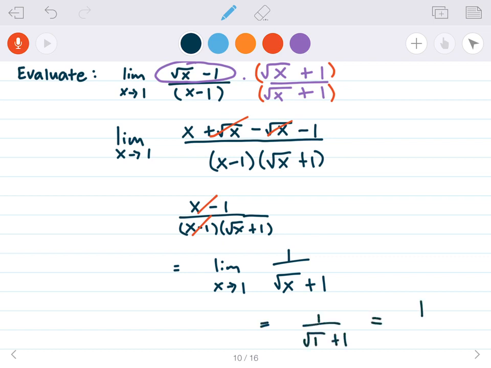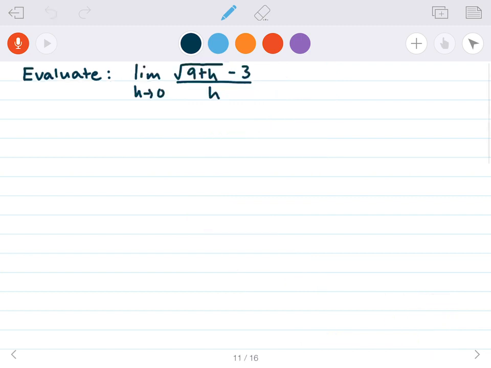And I end up getting 1 over 2. So that is my answer here. So yeah, whenever you see radicals, you should think, let's try to multiply by the conjugate. All right, let's do another example with radicals.